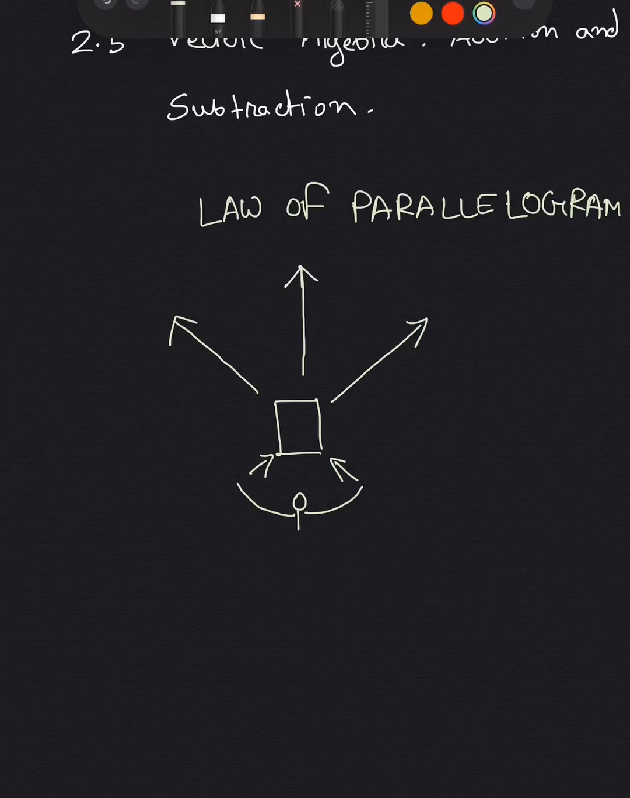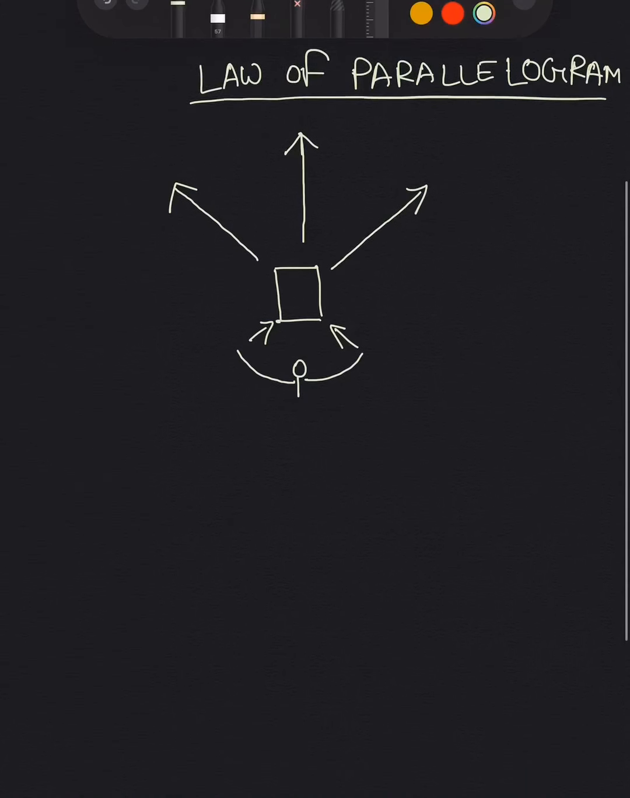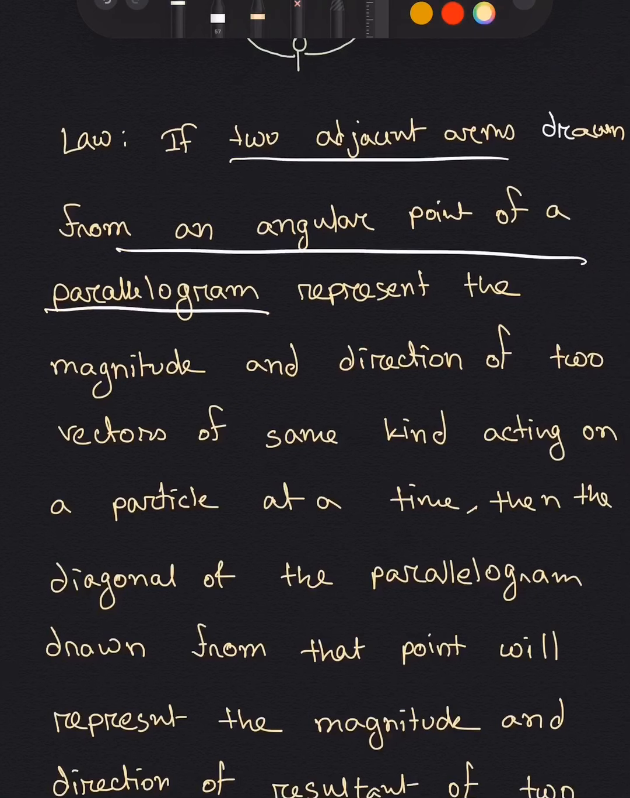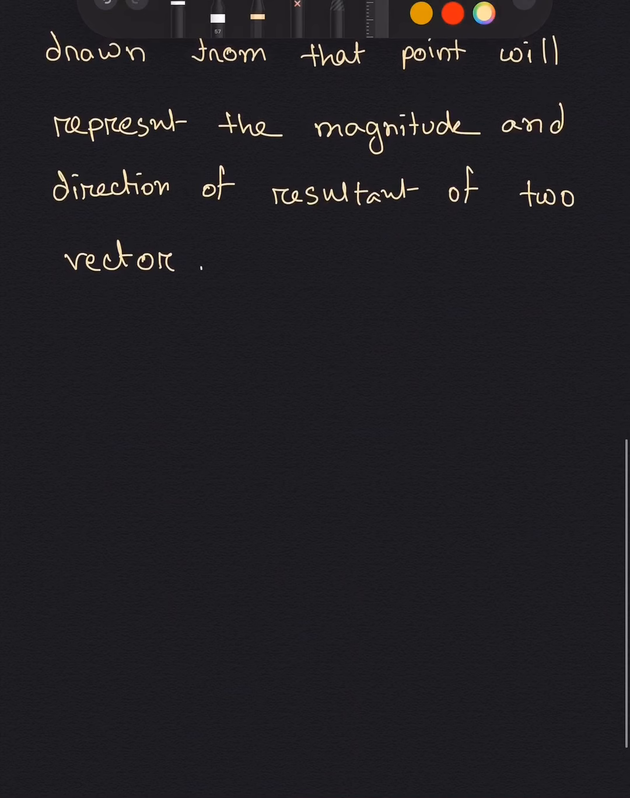Why? The reason lies in the law of parallelogram. Now, what is the law of parallelogram? The law is, if two adjacent arms drawn from an angular point of a parallelogram represent the magnitude and direction of two vectors of same kind. Okay, let us implement this in a figure.